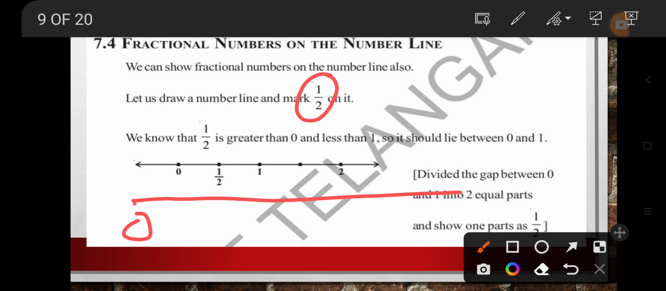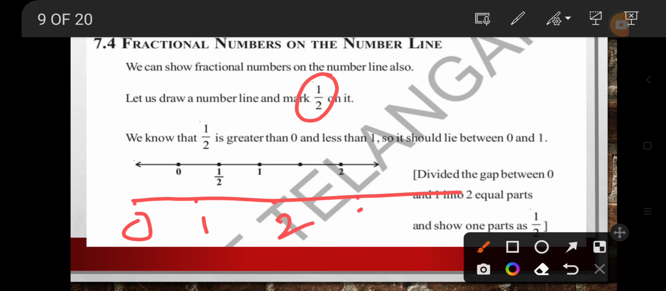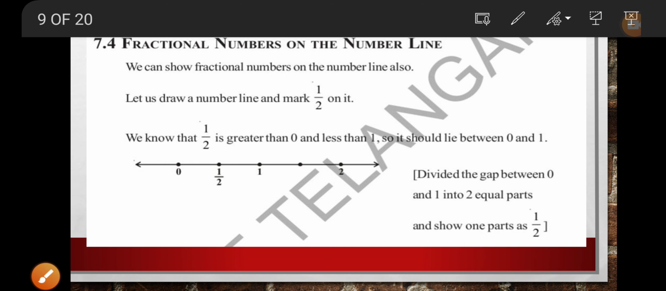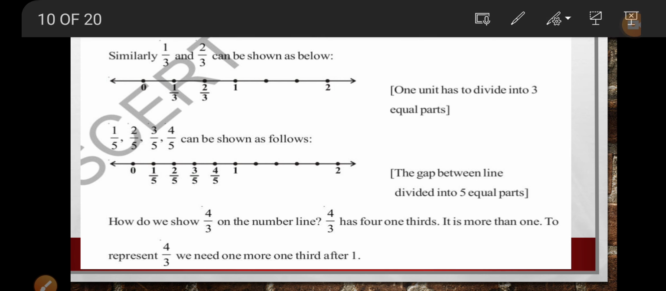Here this is 0, this is 1, this is 2, this is 3, this is 4. Like that we represent. Suppose 1/2: this one we have to divide into 2 equal parts, that is 1/2, 1. So this is the 1/2. Okay, next suppose here 1/3 and 2/3, then we have to take the number line.